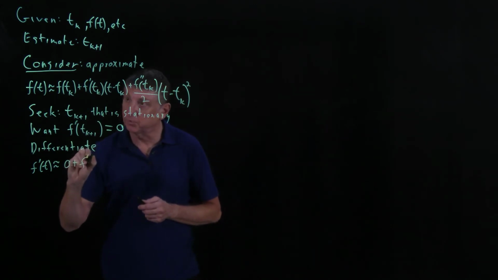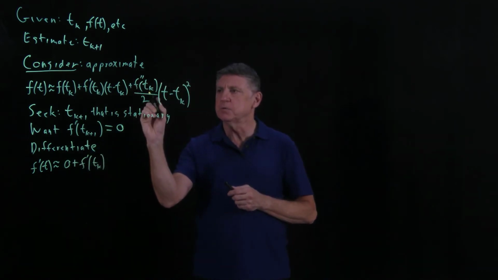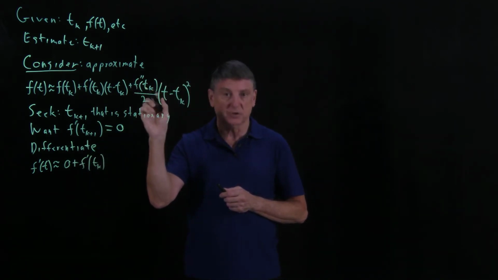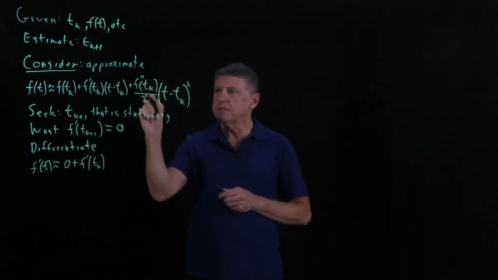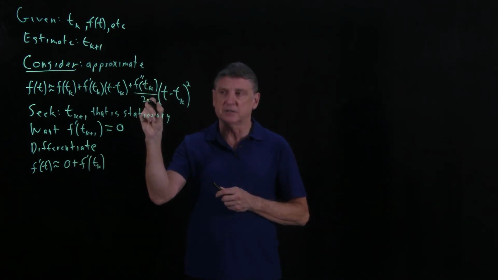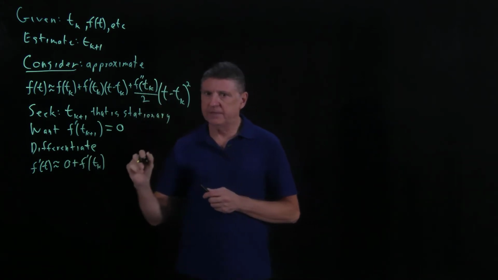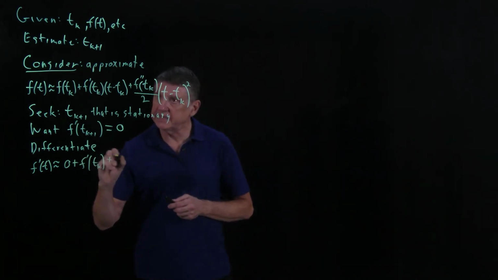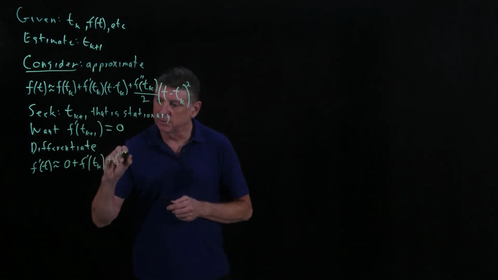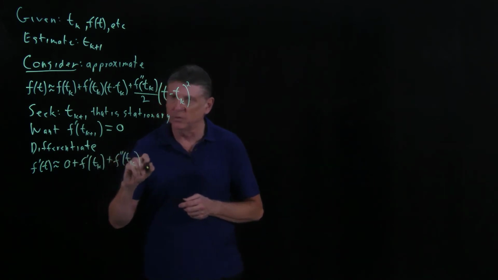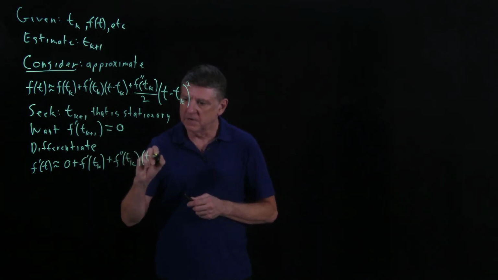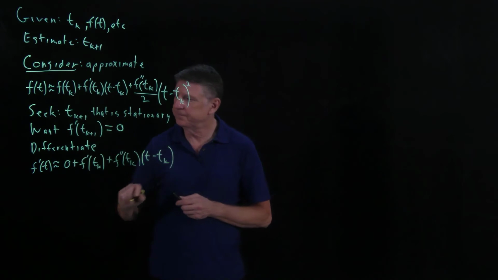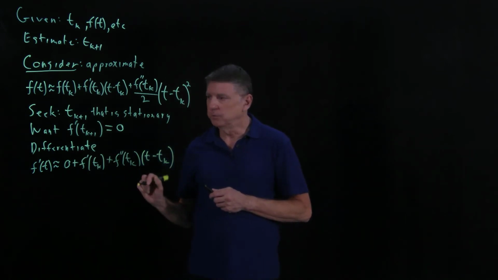Okay, so that's f prime at tk. And then when we differentiate this with respect to t, not to tk, but with respect to t, oh, now we have to use the chain rule. So the 2 comes down, and then the 2 divided by 2 cancel out, and then we multiply through, and so what we see is that that is plus f double prime evaluated at our current point times t minus tk.